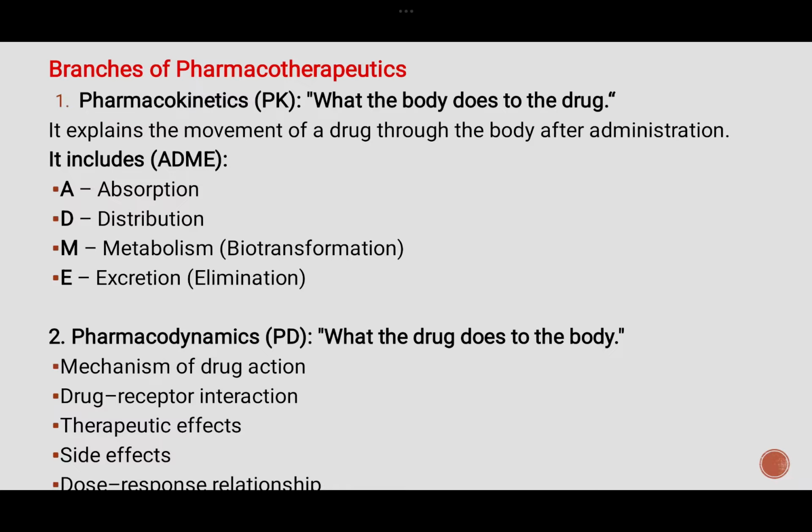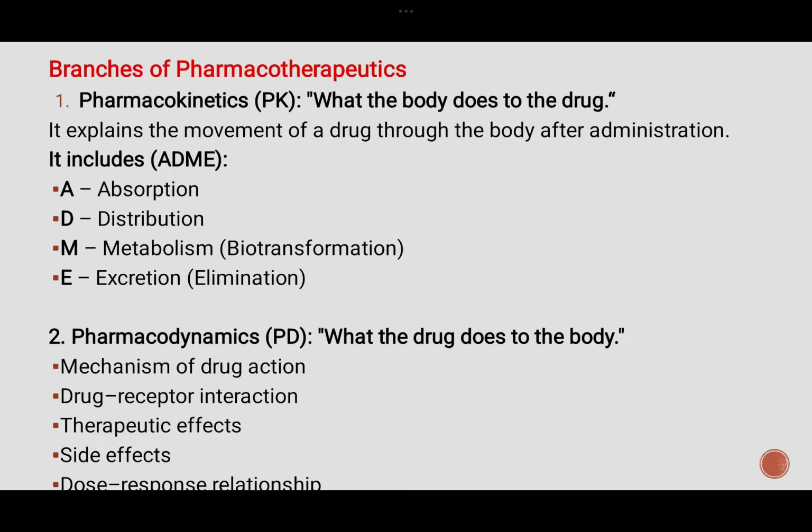Excretion means elimination. Finally, after doing its work, the medicine should leave the body. This removal of the drug is called excretion or elimination. Most medicines leave the body through urine, feces, sweat, breath. The kidneys are the main organ which are responsible for removing drugs from our body. So, excretion means removal of drug from our body.